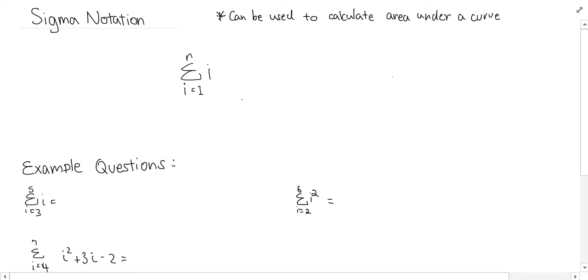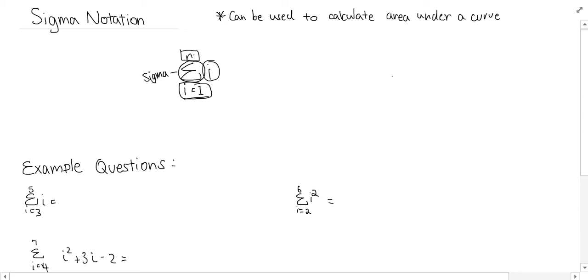Sigma notation. Sigma notation is important because it can be used to calculate the area under a curve. Now before we get into sigma notation, there are some important things that we need to understand. First of all, sigma, which is this symbol right here, represents the sum of all i terms beginning with, in this case, 1. So the bottom number here represents the first term, and the top number here represents the ending term.